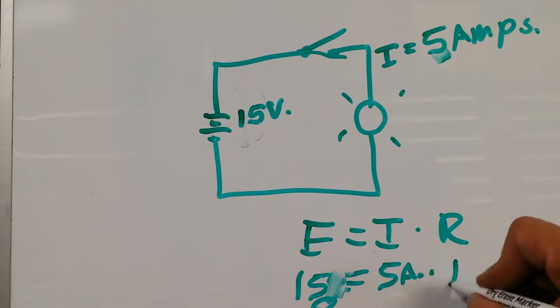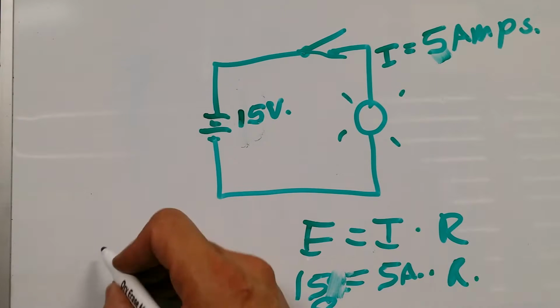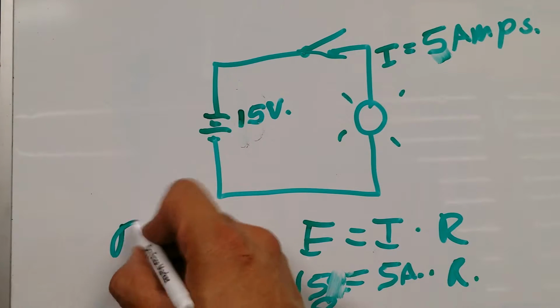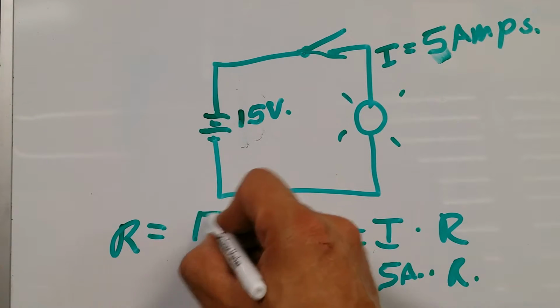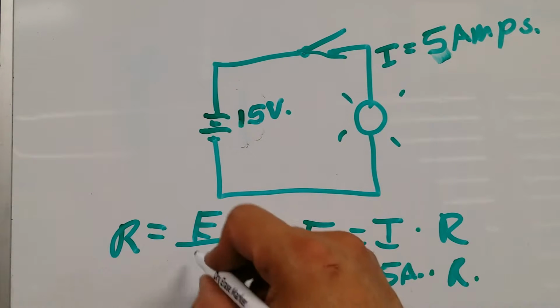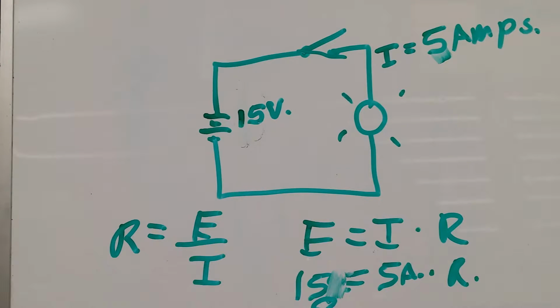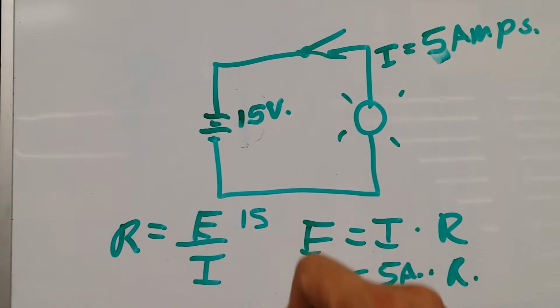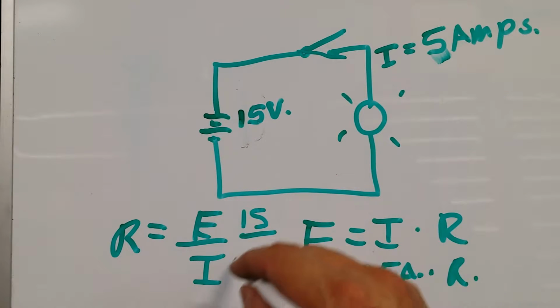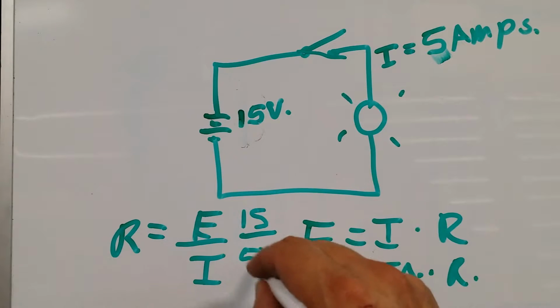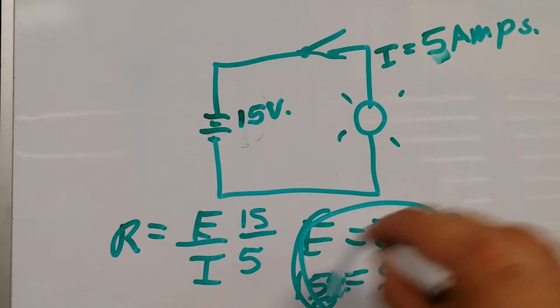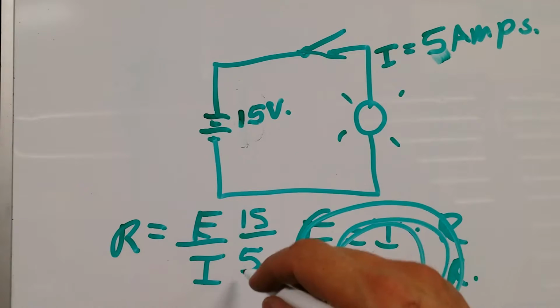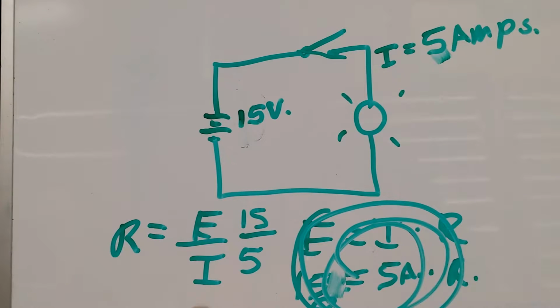So what are we missing? R. So at that point, we clear for R, and R stays by itself, and then E goes on top, and I goes on the bottom like we studied earlier. All we have to do is plug in the numbers. We use 15 on the top, 5 on the bottom. If I do that division, R is going to be equal to 3 ohms.